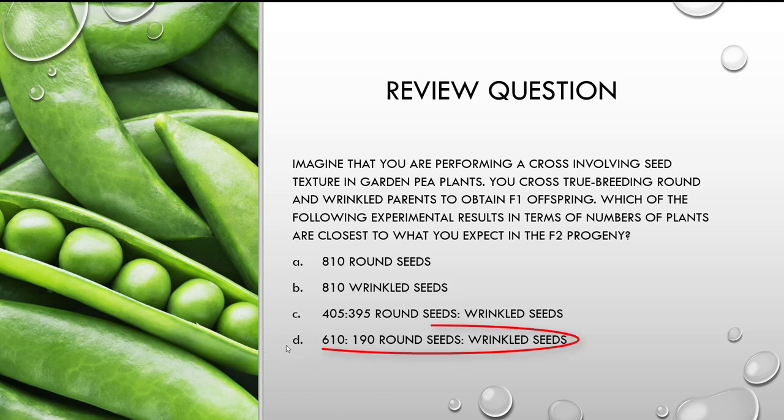If you said D, I would agree with you. 610 to 190, so that's about 6 to 2. That's almost a 3-to-1 ratio, right? Close enough. So in the F2 progeny, this is about a 3-to-1 ratio, as close to 3-to-1 as any of these. So this is the dominant to the recessive. So this is the correct answer in our F2 generation.